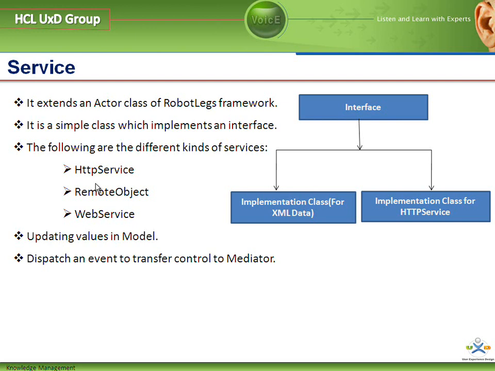Apart from the diagram, there is an interface and there are two implementation classes. For the first implementation class, we are just getting XML data, that's local XML data. But for the second implementation class, we are calling an HTTP service to get the data from the backend. It's all about a service.